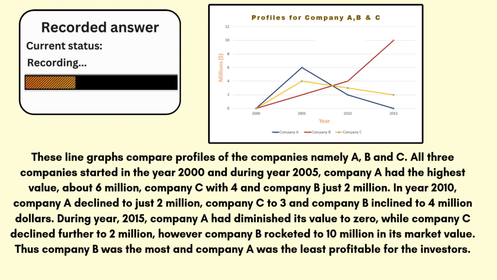In 2010, Company A declined to just 2 million, Company C to 3 and Company B increased to $4 million. During 2015, Company A had diminished its value to 0, while Company C declined further to 2 million, however Company B rocketed to 10 million in its market value. Thus Company B was the most and Company A was the least profitable for the investors.